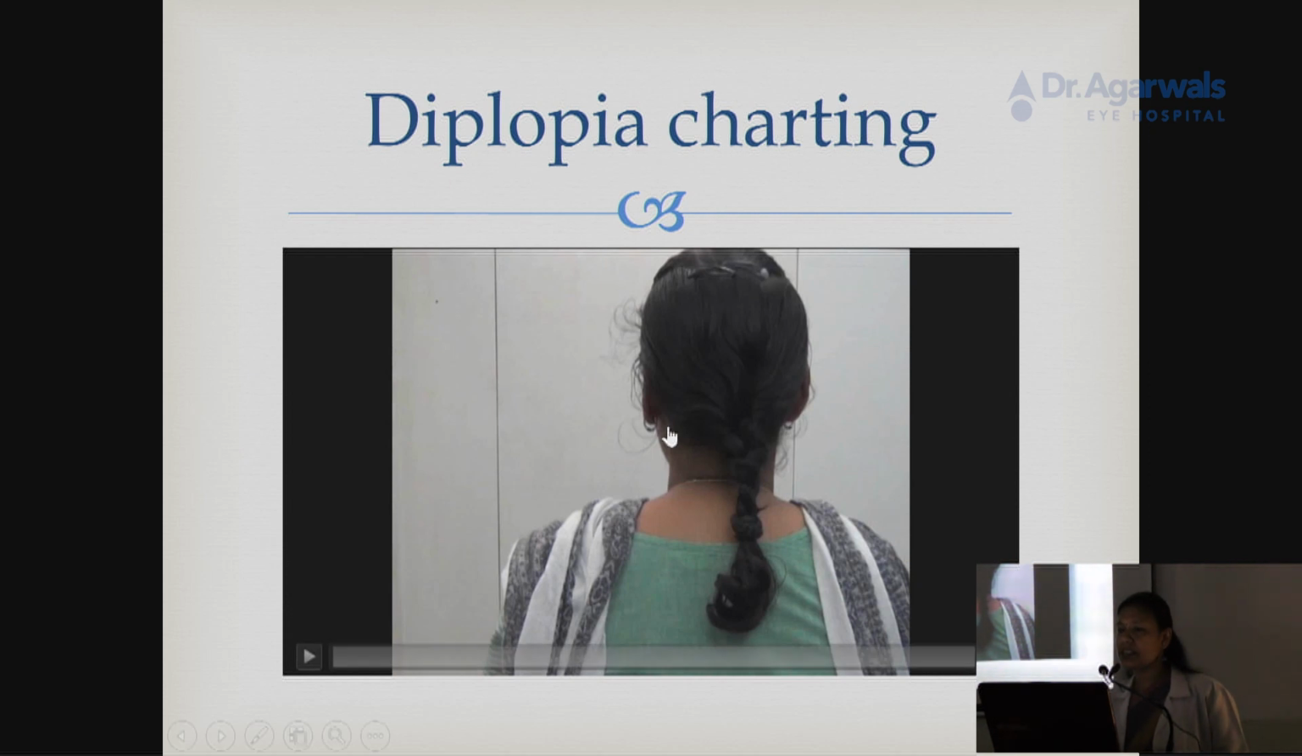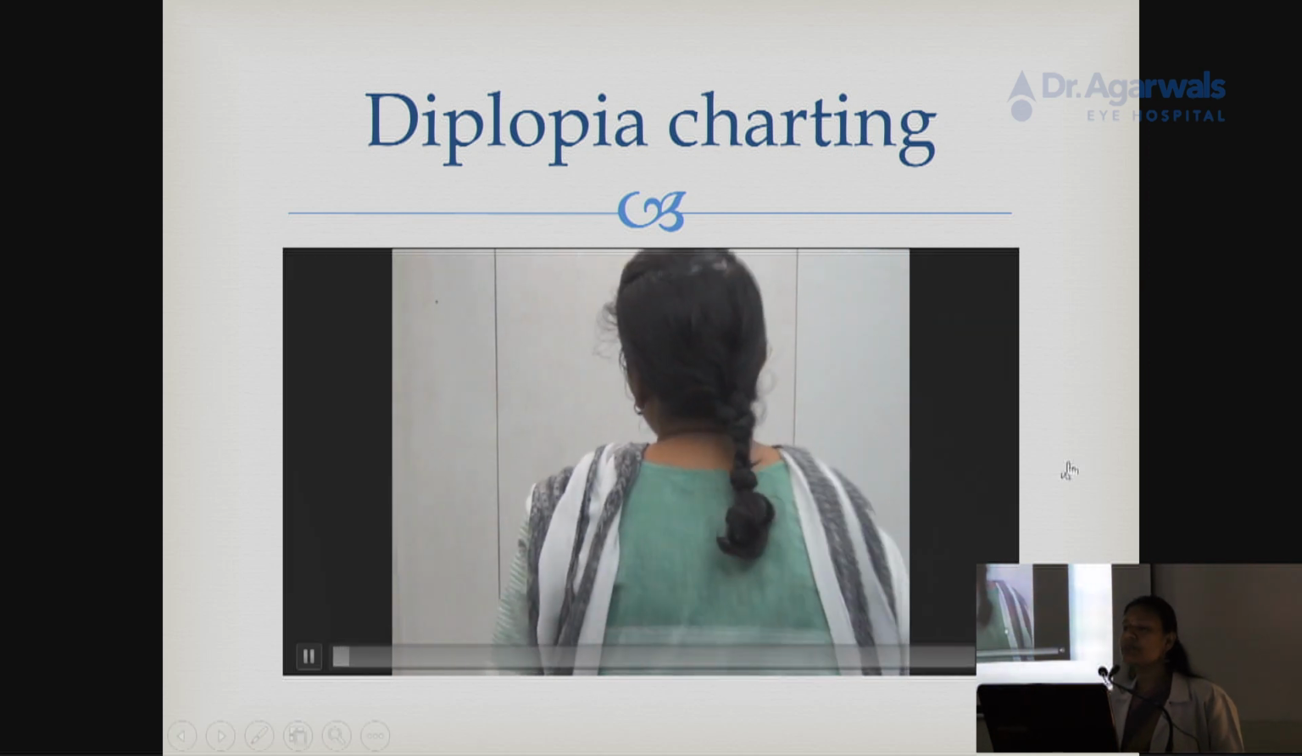So apart from this, I would definitely stress the importance of diplopia charting. This hardly takes 2 to 5 minutes. We can do it in our clinic. Generally we don't do it; we just see a 6th nerve palsy or a 4th nerve palsy or a 3rd nerve palsy, but we don't do a diplopia charting. It's a very simple test which can be done easily at your clinic.